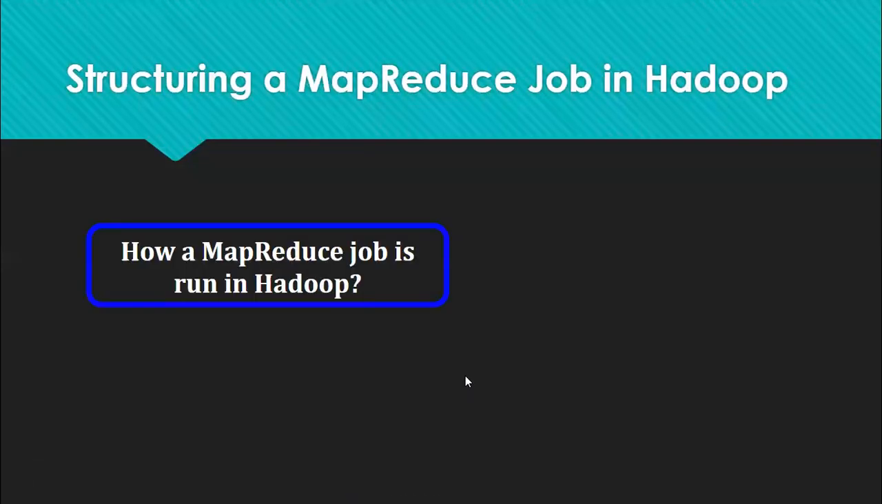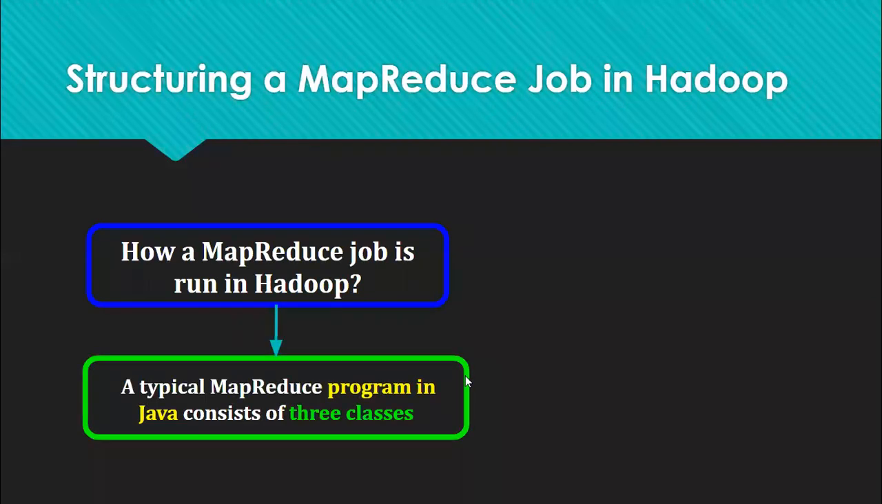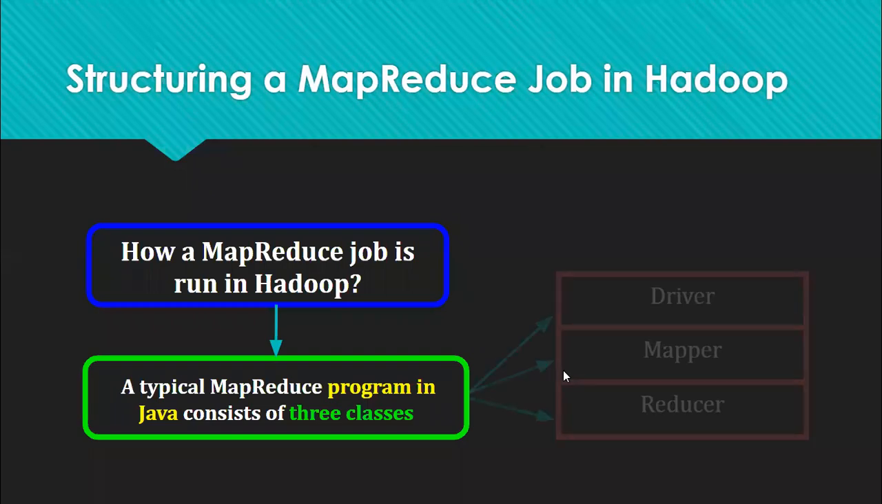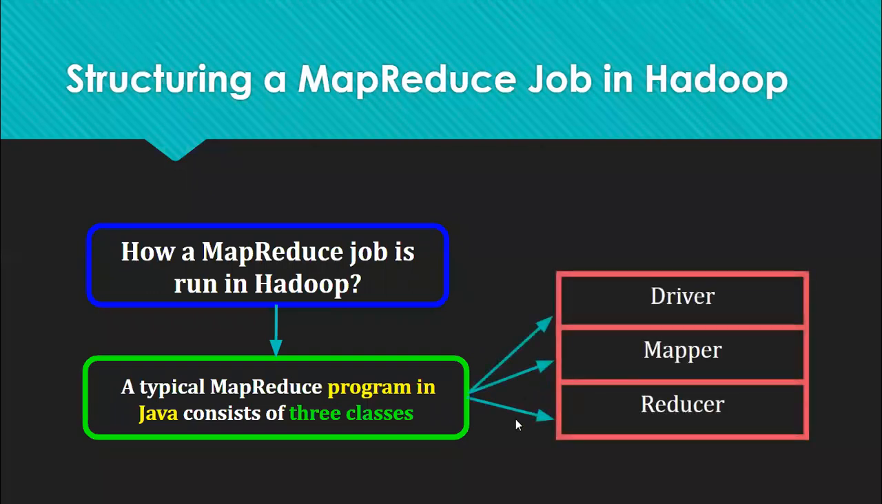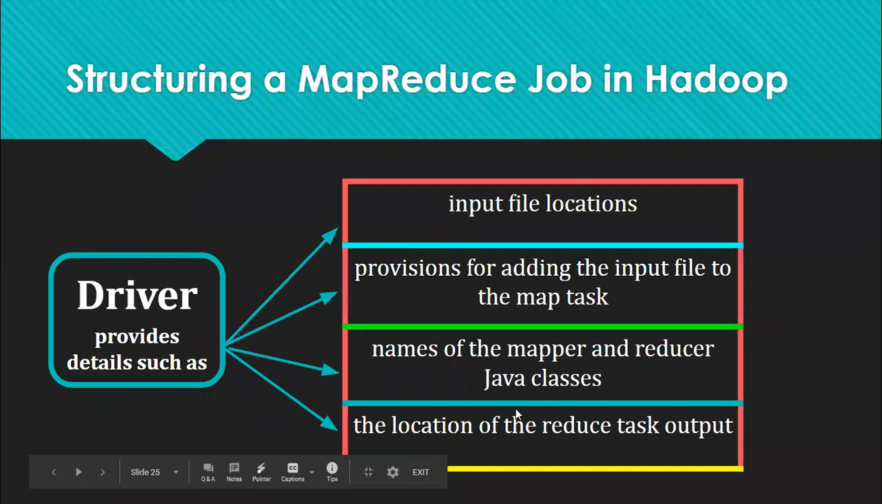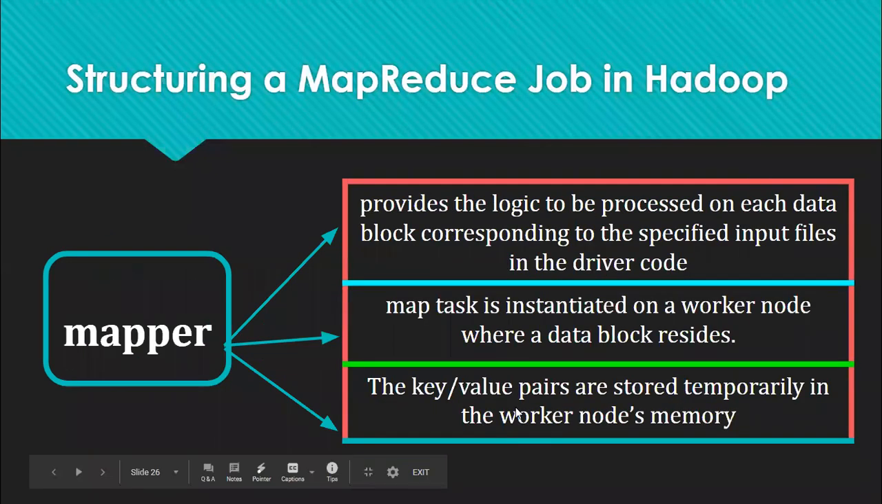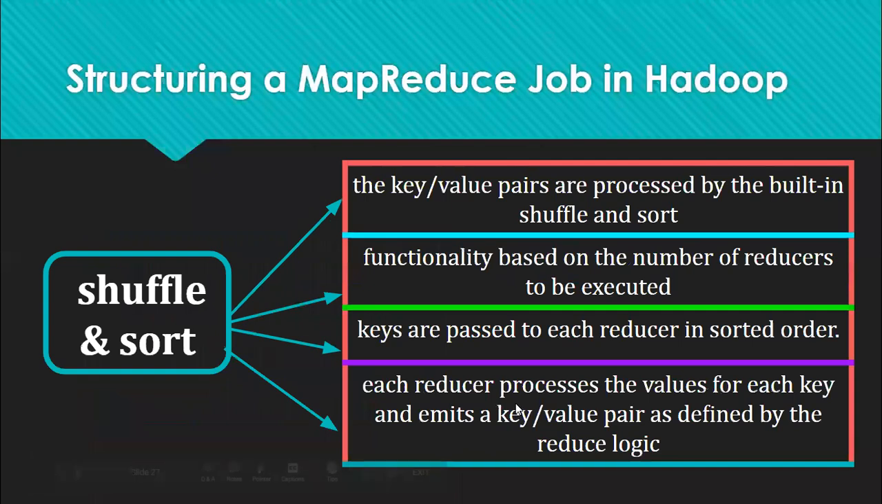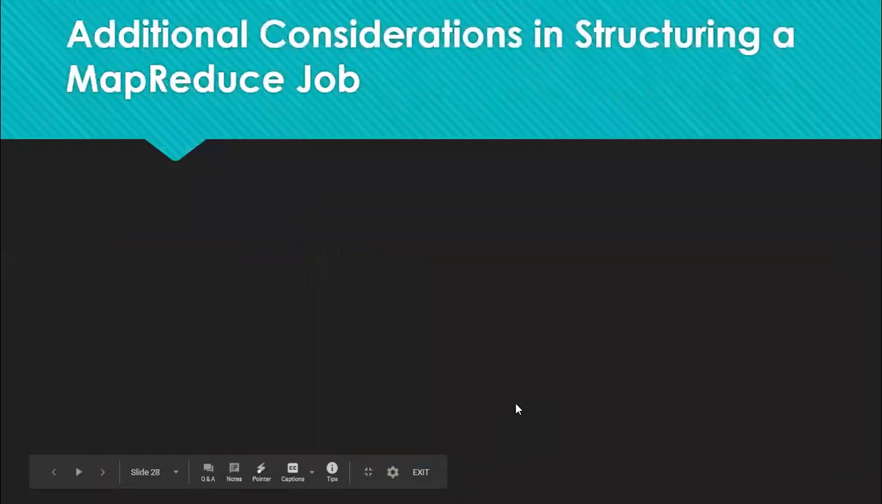Then we saw how a MapReduce job is run on Hadoop. It requires writing a MapReduce program which consists of three classes: driver, mapper, and reducer. We saw the working of the driver class, mapper class, reducer class, and shuffle and sort.